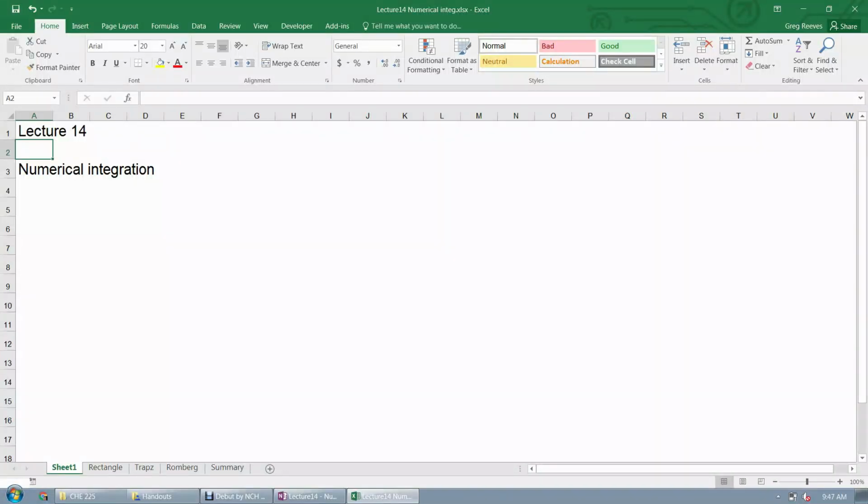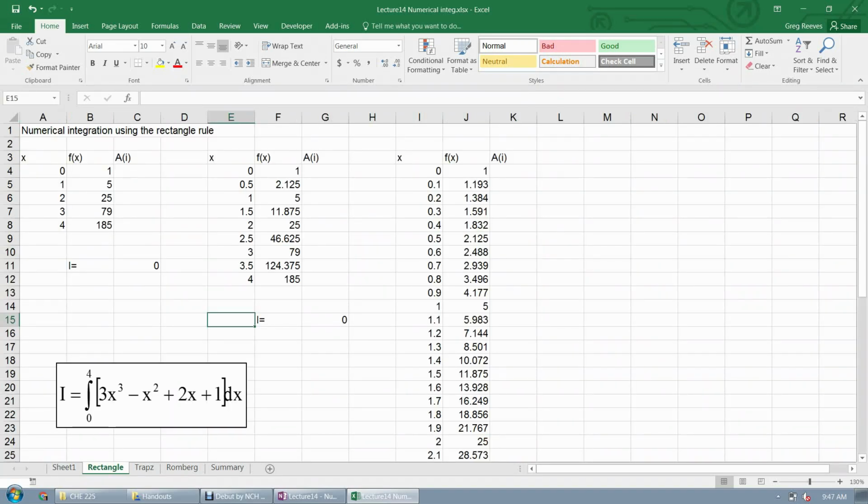So if we flip over to our Excel file for lecture 14, the first thing we're going to do is rectangular integration. All three of these examples we're going to do on this function, which is shown inside the integrand as 3x cubed minus x squared plus 2x plus 1. So it's a polynomial, and we're going to integrate from x equals 0 to x equals 4.